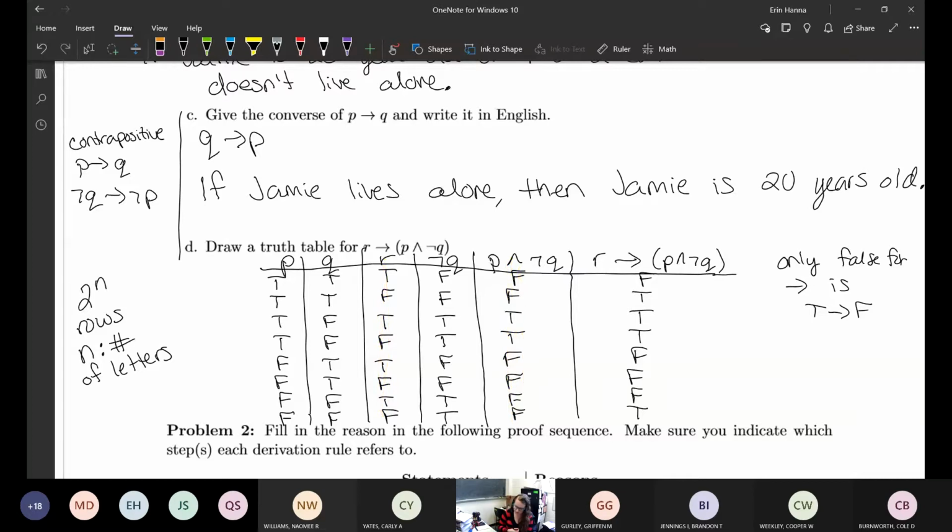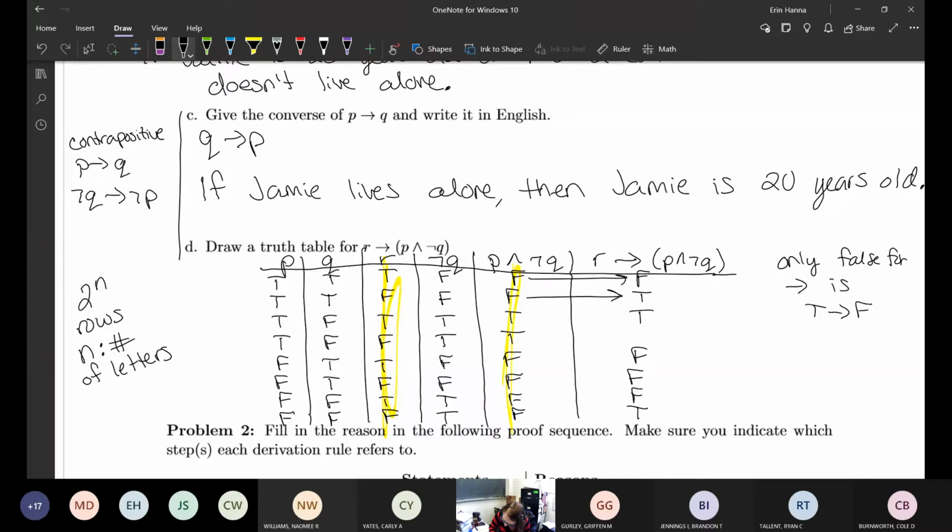Questions, concerns on that? So if false implies false is false? False implies false is true. Wait, no, I'm looking at the wrong thing. Let me just triple check that. Nope, I highlighted the wrong thing. I'll say more about that in a second. But false, false, true, true, true, false, true.